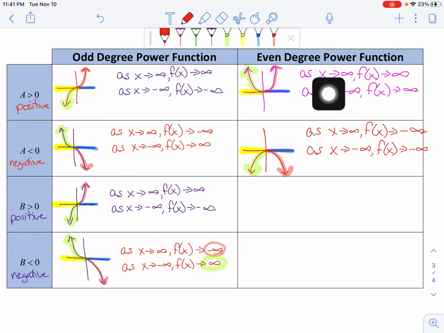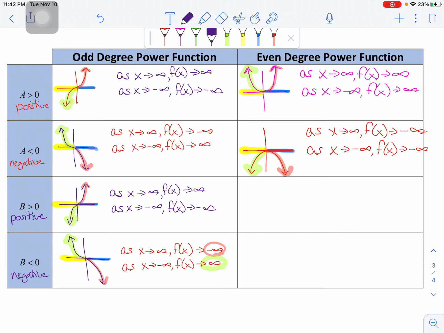So one of the things that you're going to notice about even degree functions is your end behavior will match. This is approaching infinity, this is approaching infinity. Same thing with negative infinity. But your odd degree functions will always be opposites. So half of your function is going to be approaching infinity, and half is going to be approaching negative infinity. Now, order won't matter, but it's always going to be a mismatch for your odd degree functions.